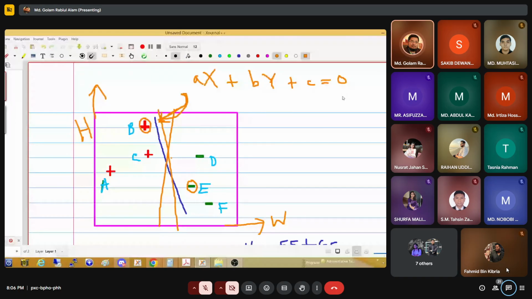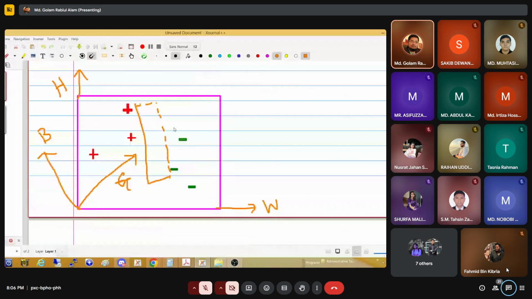For the 3-dimensional case, we need to find the plane. For that case, the equation will be ax plus by plus cz plus d equals 0. So we need this kind of plane. This is the equation of a plane, to separate positives from the negatives.